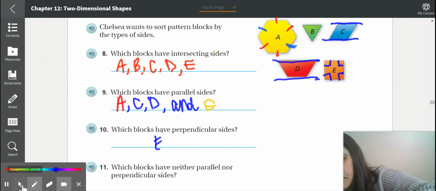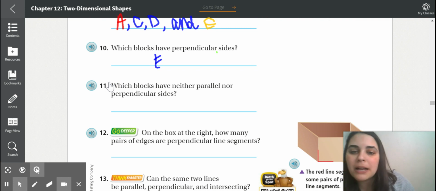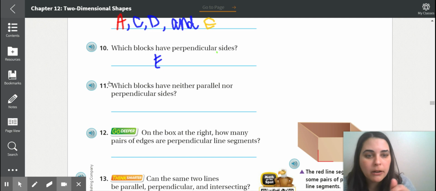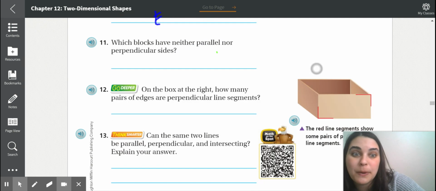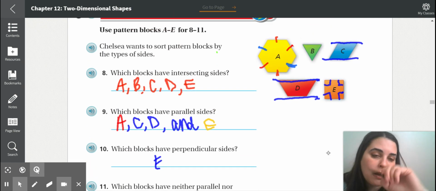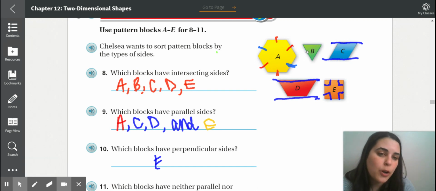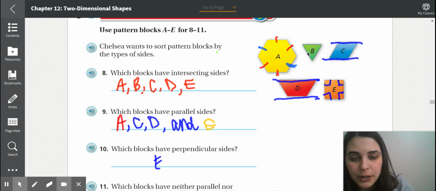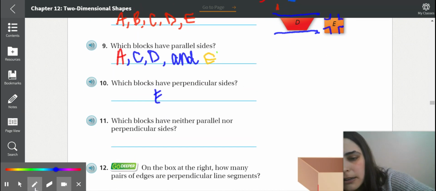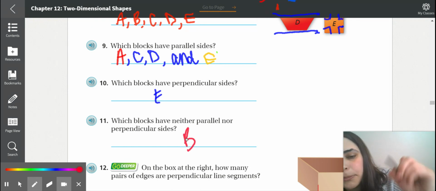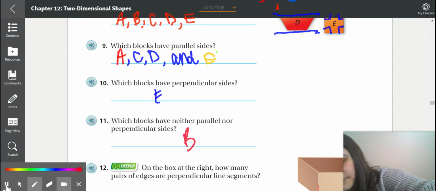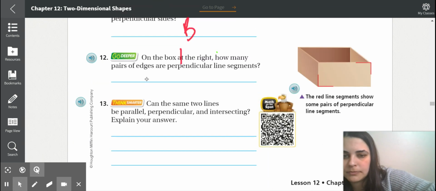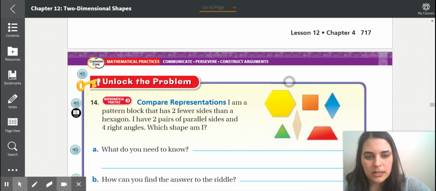And last question. Which blocks have neither parallel nor perpendicular? So they don't have any parallel lines and they don't have perpendicular lines. Well, go back and look. It's going to be B. B has no lines that are parallel, and none of those sides that meet make right angles. So our answer would be B. Let's keep going.